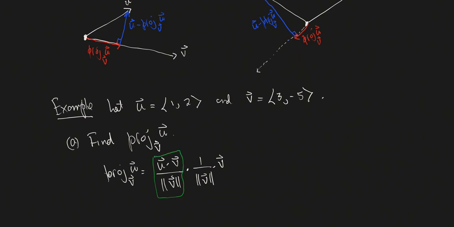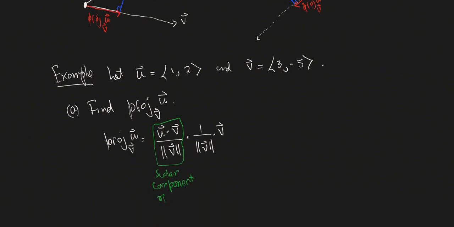This part right here, since it's a scalar, is often described as being the scalar component of u in the direction of v. So this is often described as the scalar component of u onto v. And that's just another way of saying that it's the length of the projection vector. So just wanted to mention that.